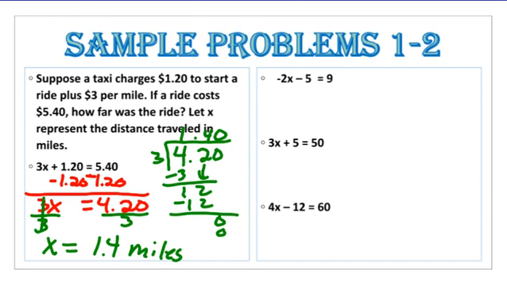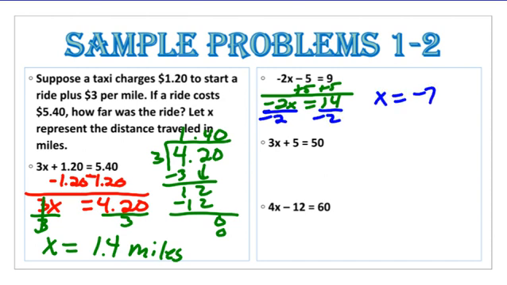Next one here, negative 2x minus 5 equals 9. We need to get the x by itself. So the opposite of subtracting 5 is adding 5. So now I have negative 2x equals 14. To get x completely by itself, I divide by negative 2 on both sides. x would have to equal negative 7. You notice that every time, our first step is always going to be adding or subtracting a number on both sides. Do not touch the number with the x until the last step.